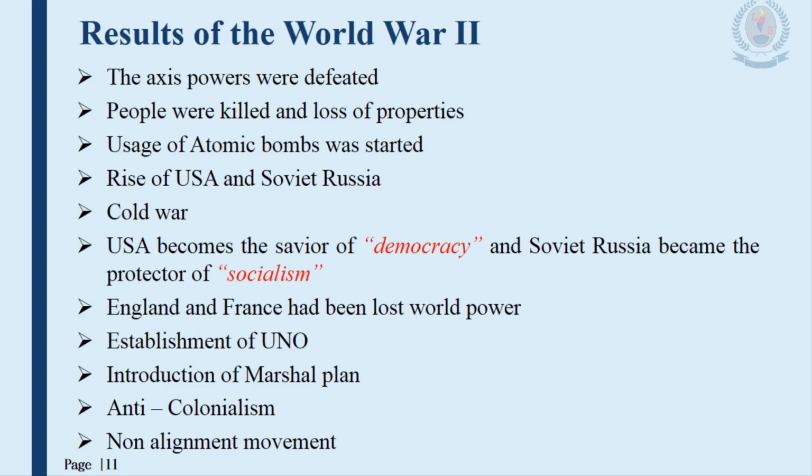Non-alignment movement. It is also a result of the Second World War. Actually, what is non-alignment movement? Alignment. What is an alignment? Alignment is being on one side. So I told you, after the Second World War, there were two camps in the world. Liberalist camp and Socialist camp. Liberalist camp headed by USA, Socialist camp headed by Soviet Russia.